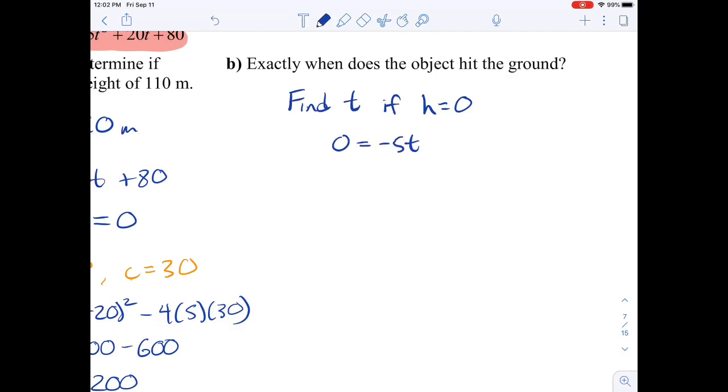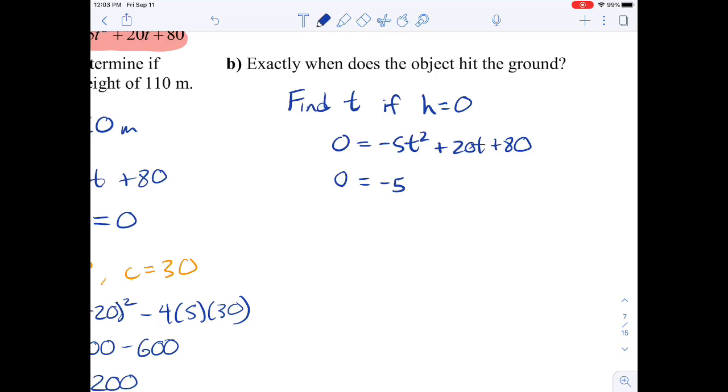So 0 is equal to negative 5t squared plus 20t plus 80. And now we could actually find our a, b, and c values straight from here, but we should always try and make them as simple as possible before we use the quadratic formula. So remember that you can also common factor out first. It's always best to common factor out anything you can.